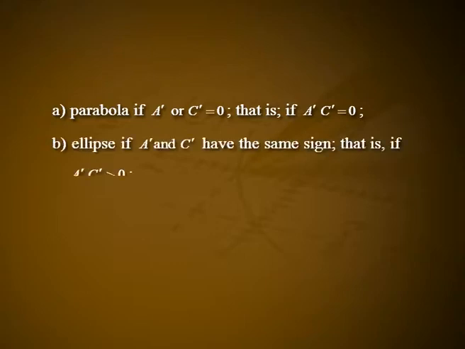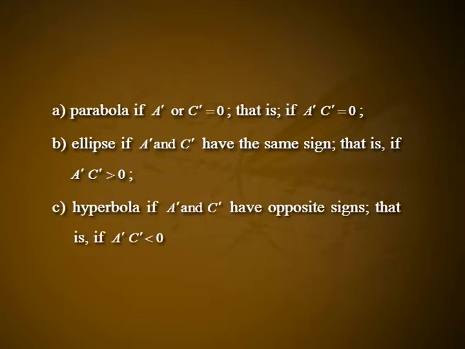A. Parabola if a dash or c dash is equal to 0. That is, if a dash c dash is equal to 0. B. Ellipse if a dash and c dash have the same sign. That is, if a dash c dash greater than 0. C. Hyperbola if a dash and c dash have opposite sign. That is, if a dash c dash less than 0.